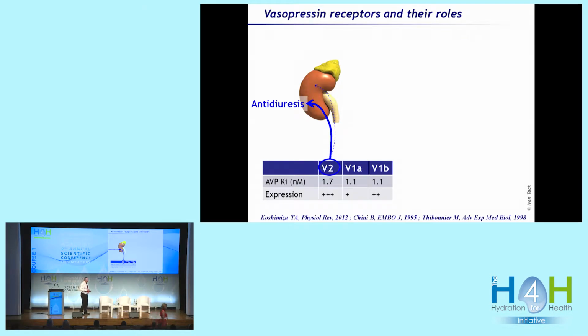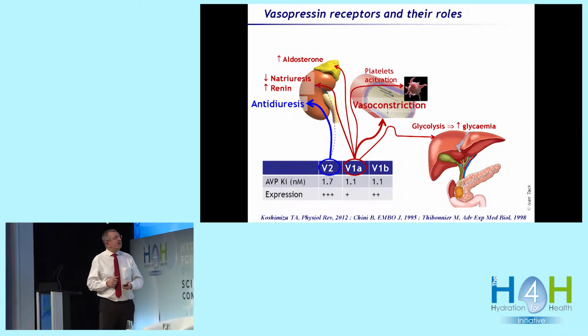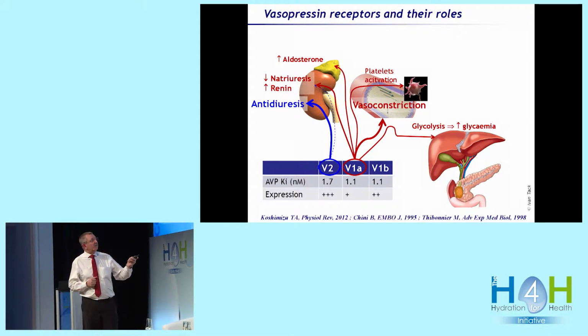Well, we have 3 receptors for AVP: V2, V1A, V1B. The most sensitive is V2. It's specifically expressed in the kidney and is linked with, we have seen that, antidiuresis and slightly sodium reabsorption. But V1A receptor is expressed in many cells. It's expressed on platelets, on vascular smooth muscle cells, and in the liver. And the effects are inducing vasoconstriction, platelet activation, glycolysis. And in the kidney, V1A receptor can directly stimulate aldosterone secretion and sodium reabsorption.